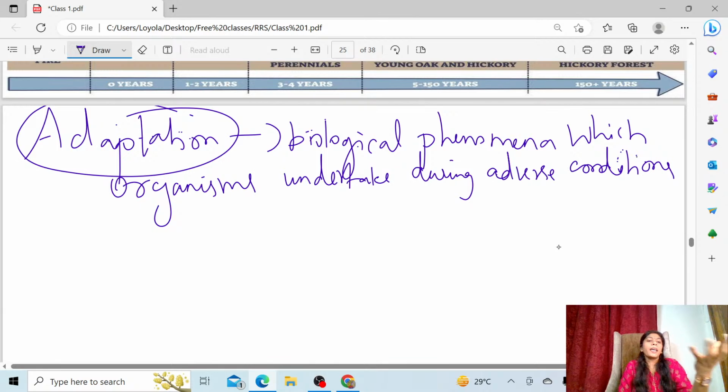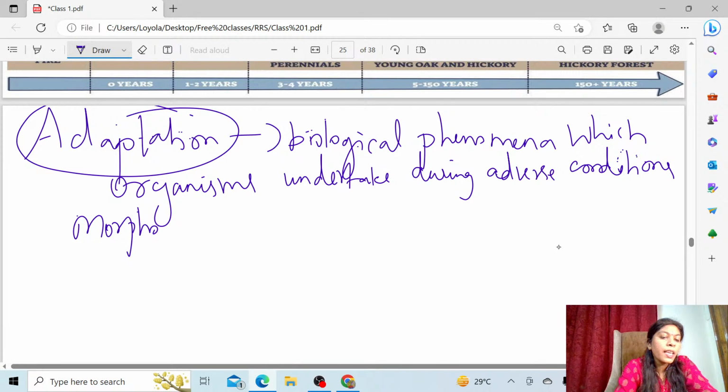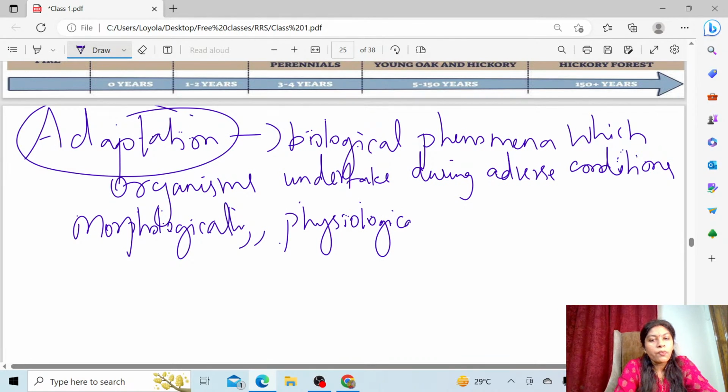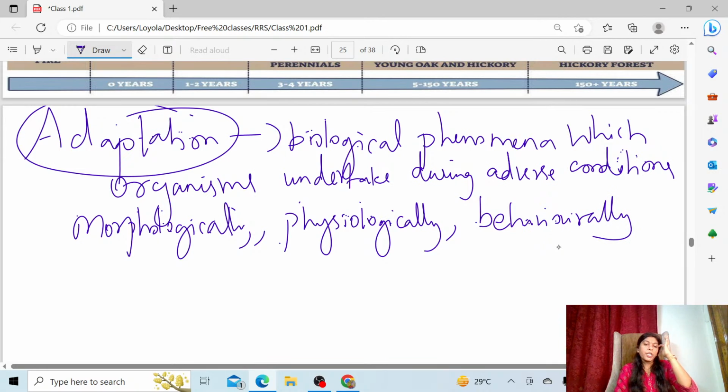The organisms will adapt. Either they will adapt morphologically, which means changing the skin color, changing their physical appearance. Or physiologically, adaptation in metabolic processes. Or behaviorally, so they will undergo hibernation, estivation, migration. All these are a form of adaptation only. So adaptation is something where an organism is undergoing a biological phenomenon in order to meet an emergency situation. That is called adaptation. Okay, this is simple.